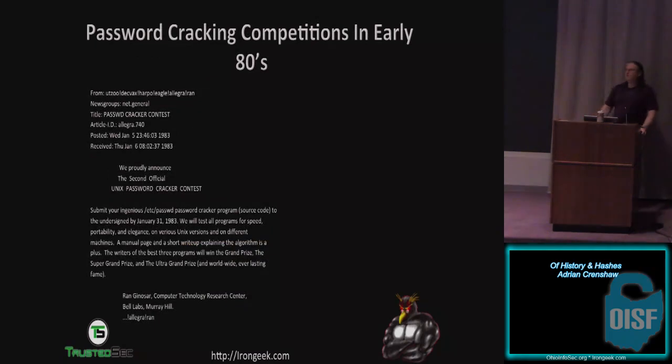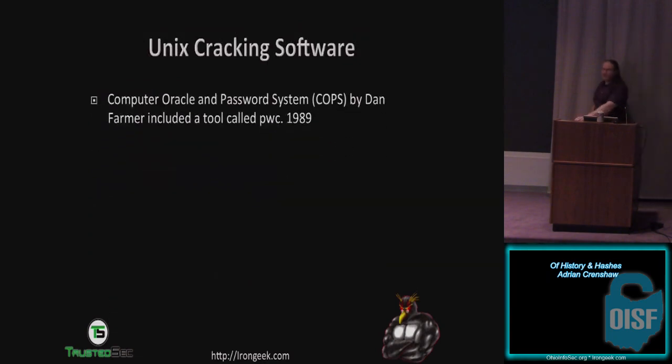But the earliest instance of some kind of organized password cracking for the fun of it was a contest that must have taken place in 82, because there was a Usenet post from 83 where someone was announcing the second official Unix password cracker contest. These people were organizing a contest to see who could crack the most passwords the fastest. But it really didn't take off until closer to the 90s.